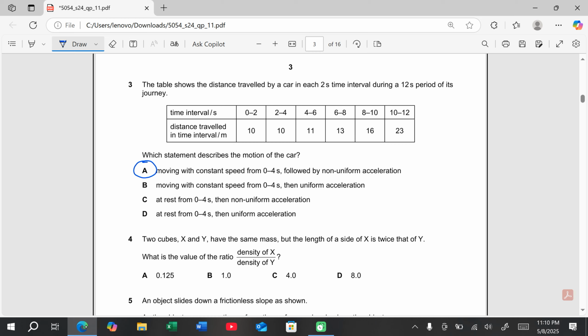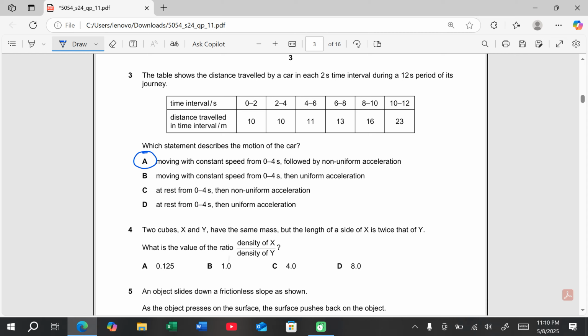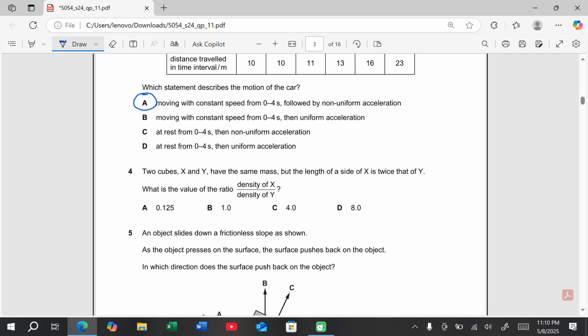Why not B? It says moving at a constant speed from 0 to 4 and then uniform acceleration. It's not a uniform acceleration. If it had been uniform acceleration, then the differences between the distances in each interval should be equal. In C it says it is at rest from 0 to 4. No, it's not at rest. It's traveling some distance, so it's not at rest. D is also wrong, because it is again saying that it is at rest from 0 to 4.